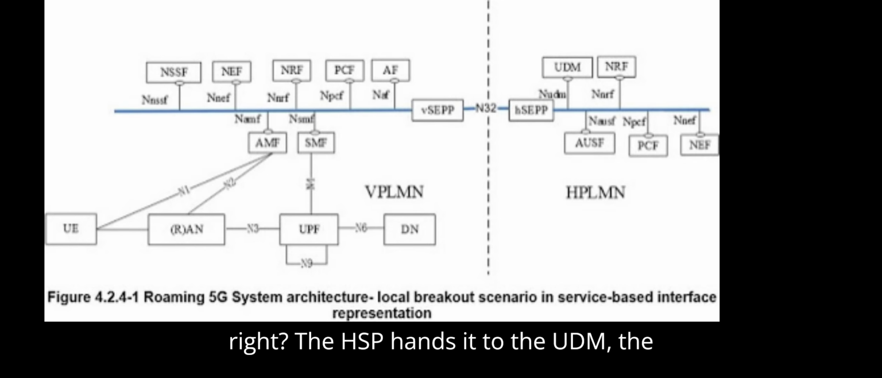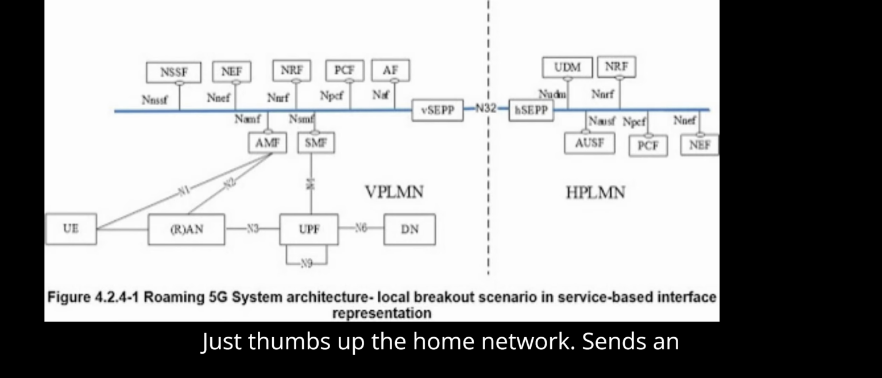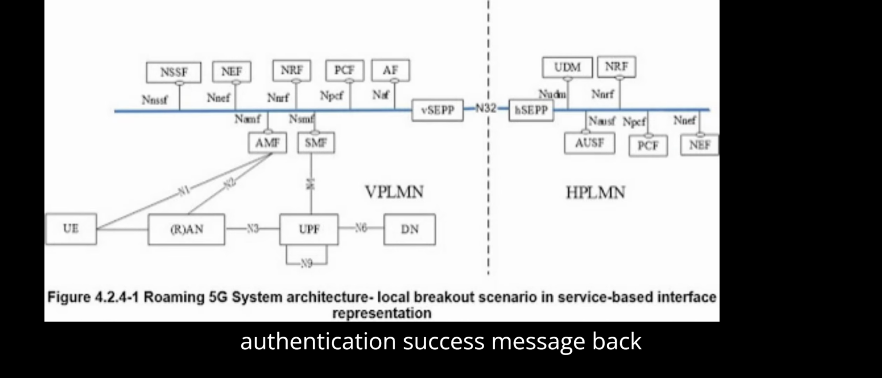Right. The HSEPP hands it to the UDM, the master database. The UDM checks its records. Yep, this is Alice. Yes, she has a roaming plan. Yes, her bills are paid. Just thumbs up. The home network sends an authentication success message back through the SEPPs to the Japanese AMF. Now, you're registered. You see the bars on your phone.